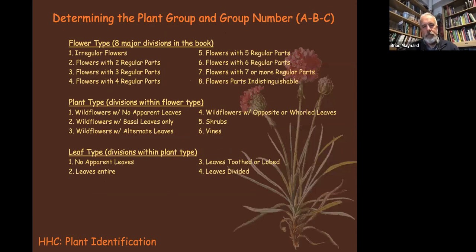So let's do an example here. This shows all the flower types. There are 8 major divisions of flower type in the book. There are the plant types. There are divisions within the flower type of 6 different kinds in most cases, as you see here. And then within leaf type, there are 4 different possibilities.